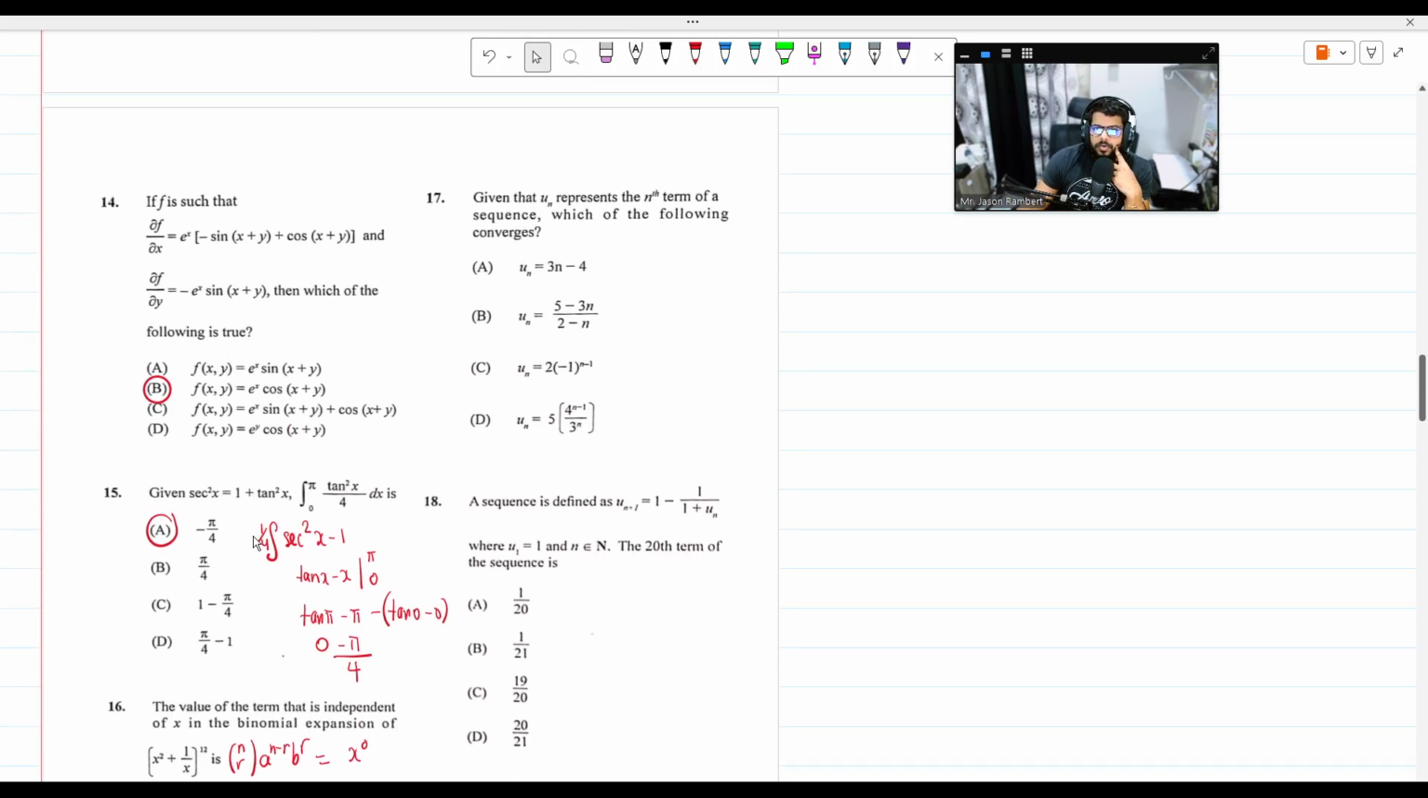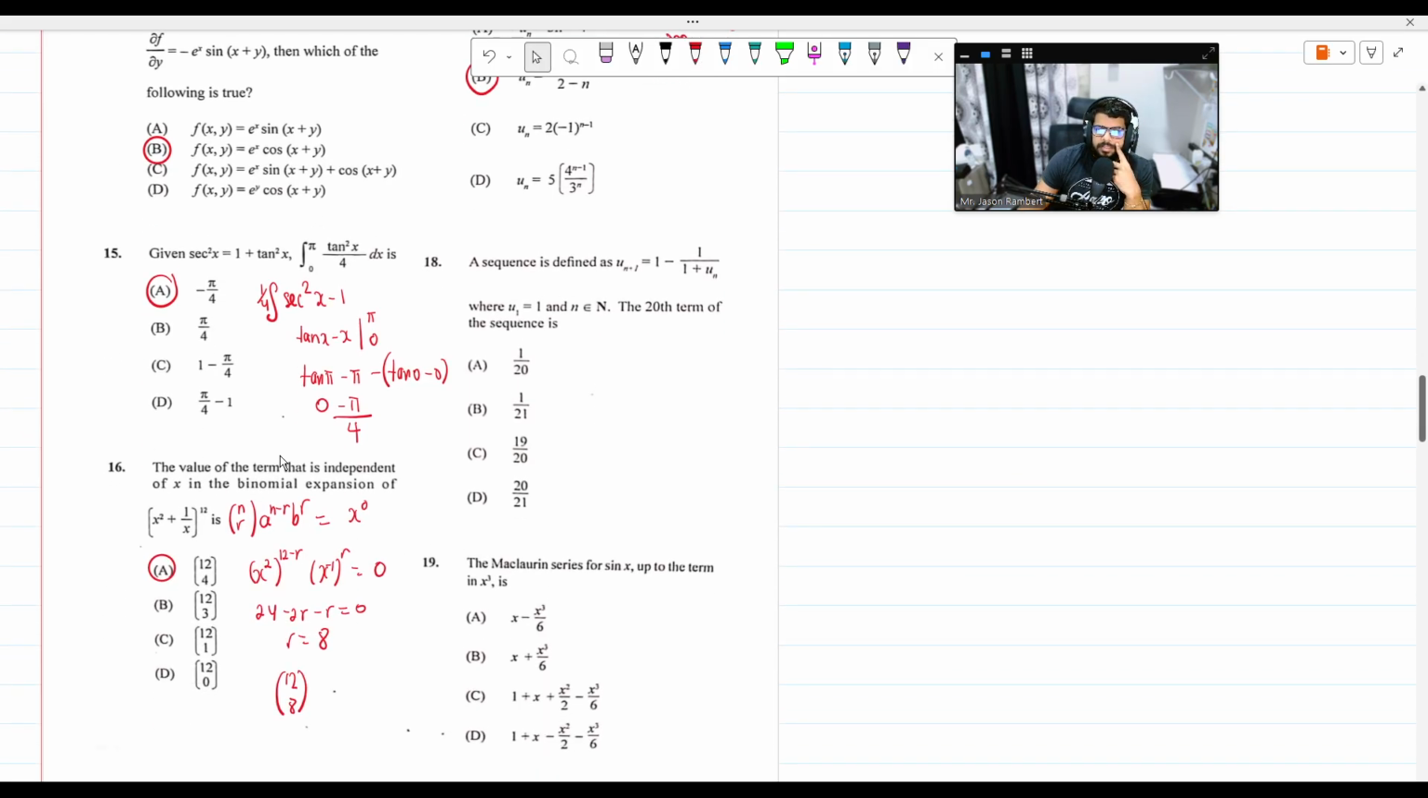This one was also a repeat question. Which one converges? We're checking to see which one, as the limit tends to infinity, will give us a constant L. B will be the only one to give us a constant L.